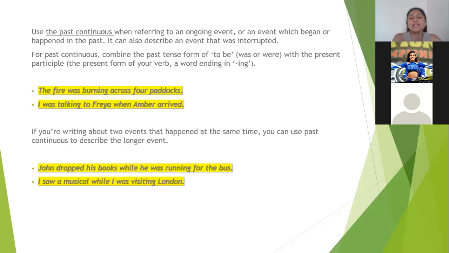And in the second one, I have 2 actions. As you can see, the first one says I was talking to Freya. Then something else happened at the same time that interrupted that action that was happening at that moment when Amber arrived. So what happened first, guys, in this example?